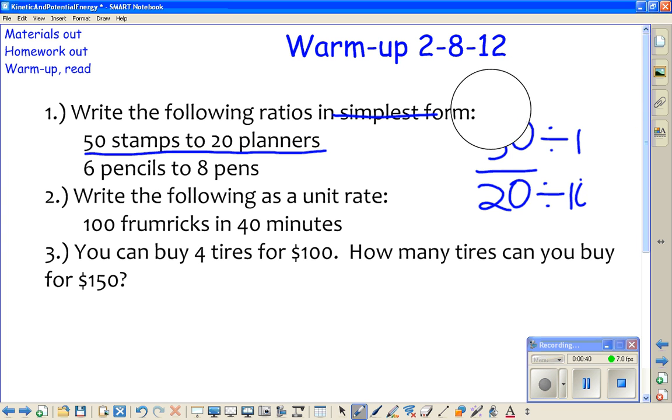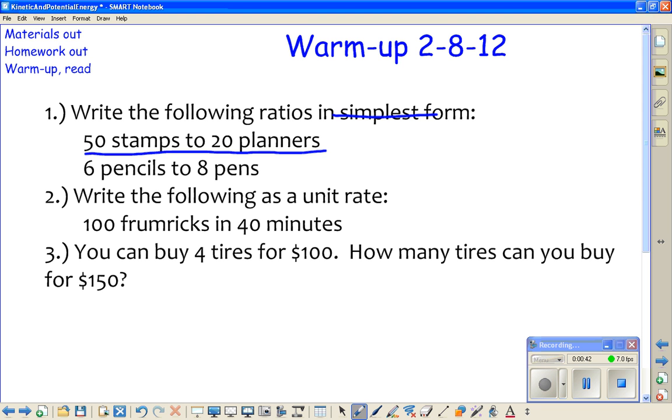All right. The next one, 6 pencils to 8 pens. What should I do first for this one? Or just simplifying, what should I do first? How should I write this first? 6 over 8 would be the good way to write it. So you can simplify it just like a fraction.